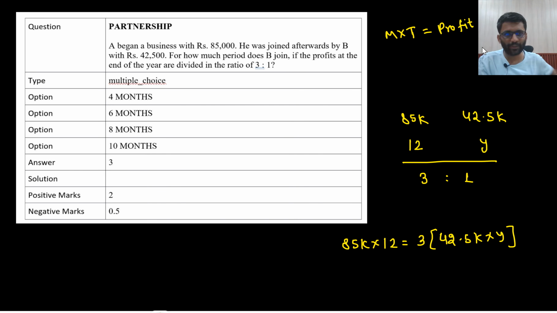Let us say I am investing 100 rupees, you are investing 100 rupees. I am investing for 12 months, you are investing for 6 months. That means I will get twice of what you get because I invested for double the time. So similarly here as well, he invested for 12 months, he invested for Y months, that we don't know. And this is the money that they invested. So this would be the equation. So this we need to solve. 85 into 12 divided by 42.5, 24 divided by 3 as well, 8. So this person invested for 8 months. That's it.